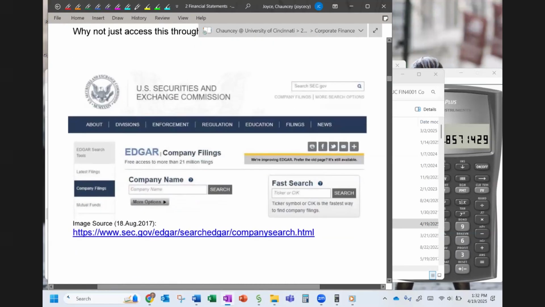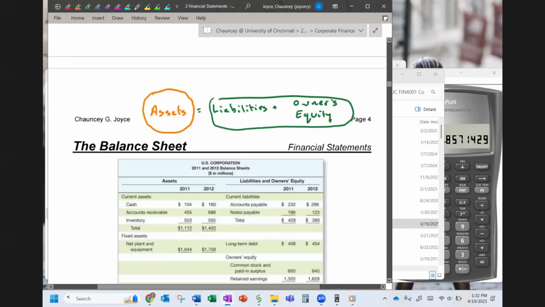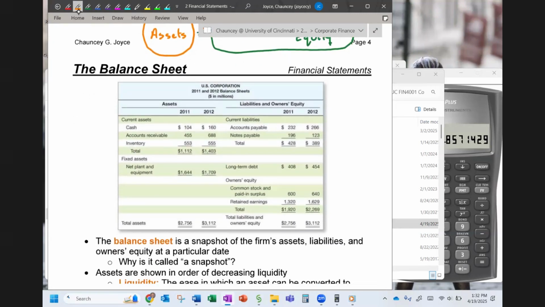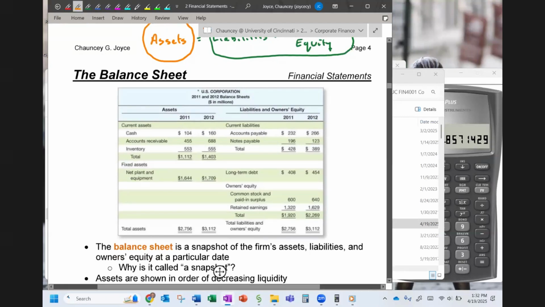So let's take a look at a balance sheet. There's quite a bit to process here. First, let's start at the top. We have the title of the company, U.S. corporation. We have the dates. So we have two different dates.